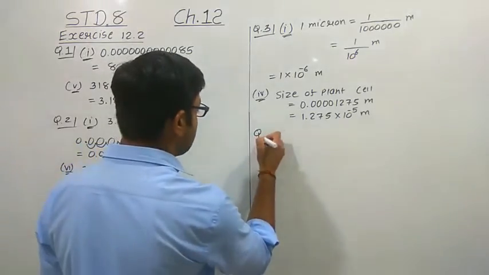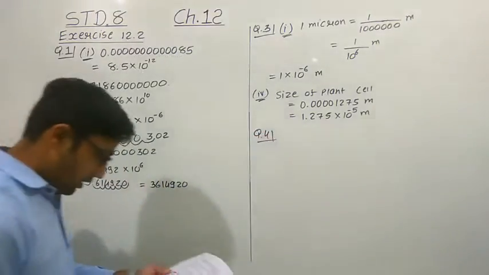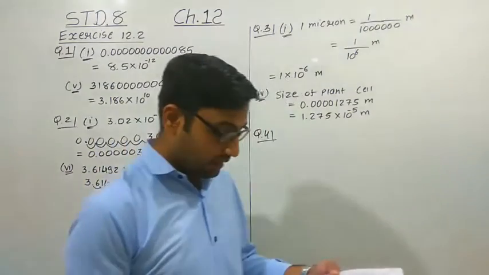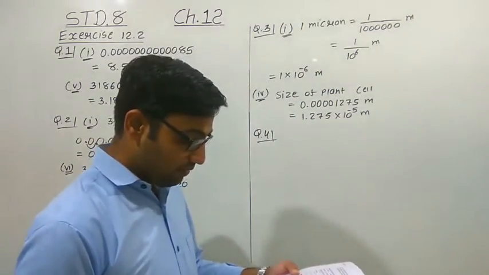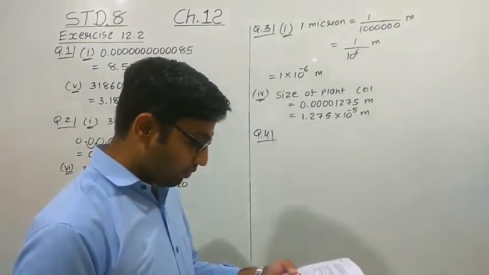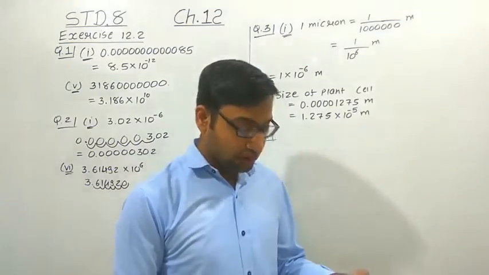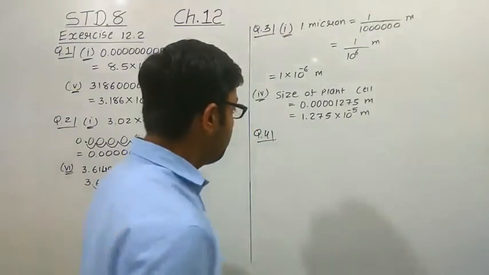So let us see the last question, that is question number 4. It is given that in a stack there are 5 books, each of thickness 20 mm, and 5 paper sheets, each of thickness 0.016 mm. What is the total thickness of the stack? What is the meaning of the stack?